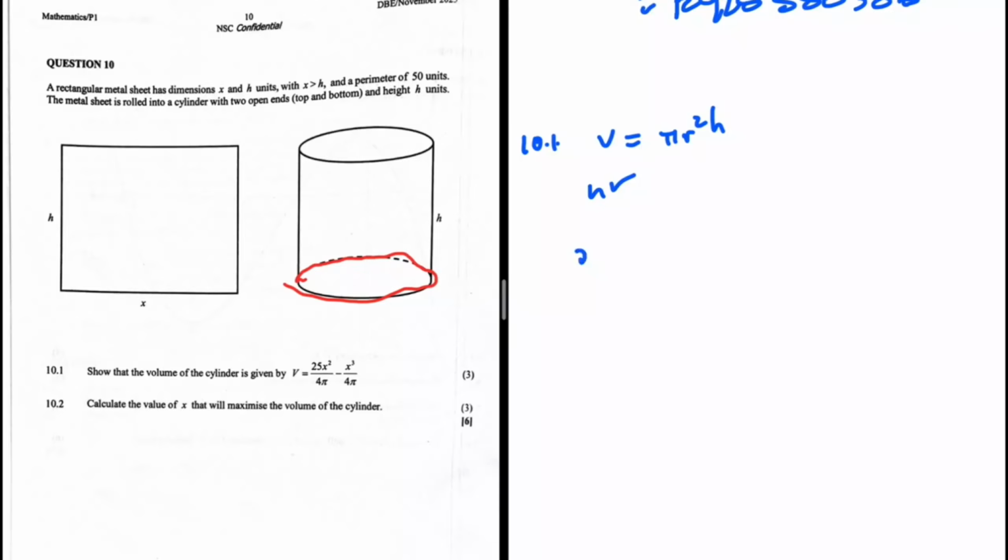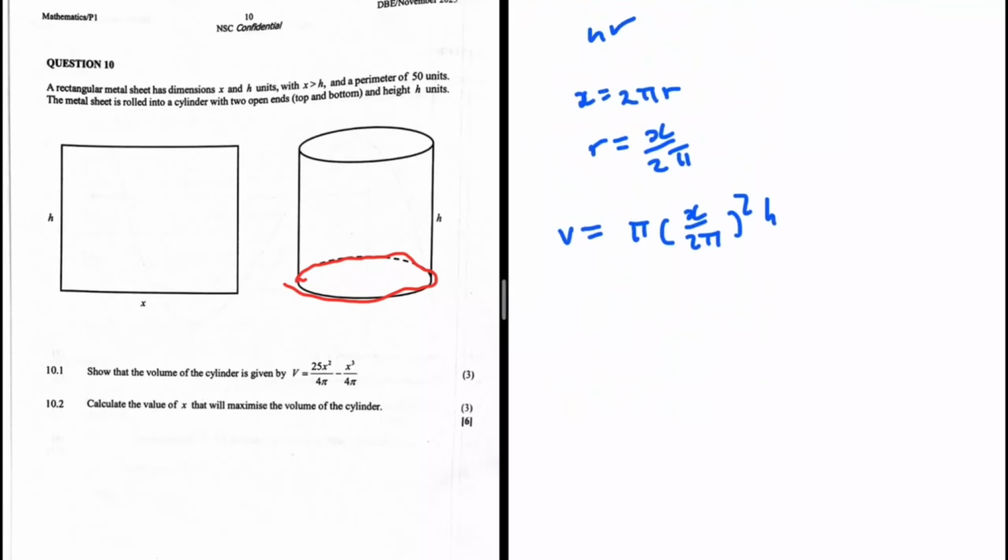So we can say that x is equal to 2 pi r, because x is the circumference. So we need to make r the subject of the formula, which will be x divided by 2 pi, because we want to calculate the volume. So V will be equal to pi. In place of r, we substitute x divided by 2 pi, squared, multiplied by h. So V will be equal to pi multiplied by x squared divided by 4 pi squared, multiplied by h.